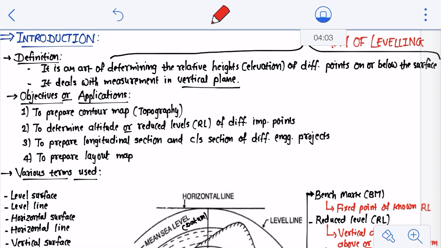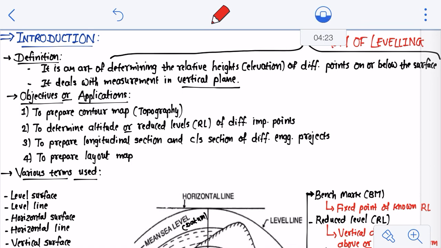So starting with the introduction of the leveling, right? I'll start my introduction by simply giving you the understanding about this branch as well as some other branches that might be you have studied before. So the other branches, you can say, are linear measurements, then angular measurements, right? And the third, you can say, is leveling here.